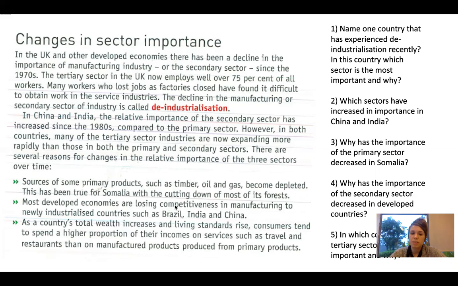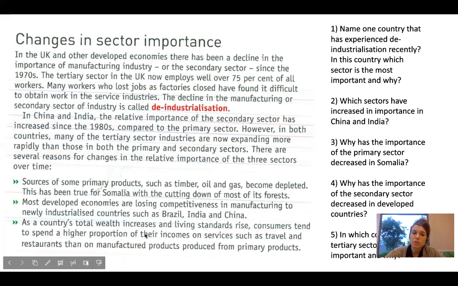Most developed economies are losing competitiveness in manufacturing to newly industrialized countries such as Brazil, India, and China. So for American businesses, it's much cheaper for them to get their products made in developing countries such as China, India, and Brazil. So they send their information over to these countries. They are then produced there and it's much cheaper. And then they are sold for a much higher price in the developed countries.